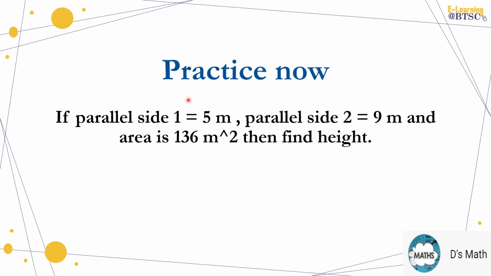Next one is the practice question. Now you have to do the practice for your own sake, if you want to know whether you have got the concept or not. In this question you are given the length of parallel side 1, that is 5 meter, and the length of parallel side 2, that is 9 meter, and the area is given, that is 136 meters square, and you have to find the height. You will do this question on the same pattern as you did the previous question.